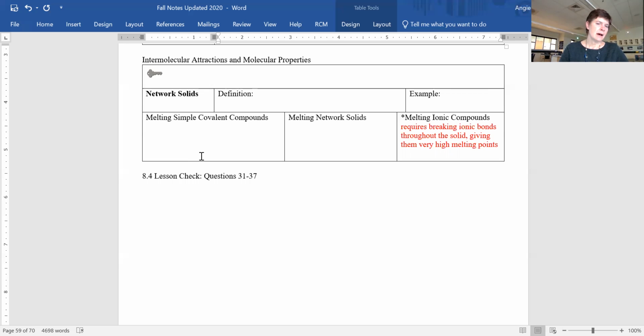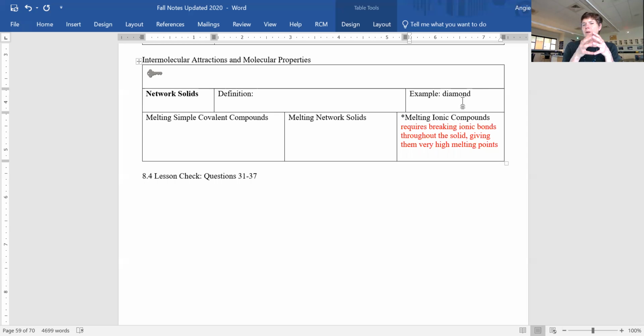Network solids are solids in which all of the atoms are covalently bonded to each other. And a good example for that is diamond. Diamonds are made up solely of carbon atoms, and every carbon is bonded to 4 other carbon atoms, which sets up a tetrahedral structure that just repeats itself. In fact, a single diamond is a molecule. It's a network solid molecule.